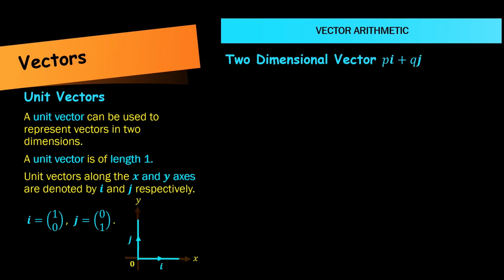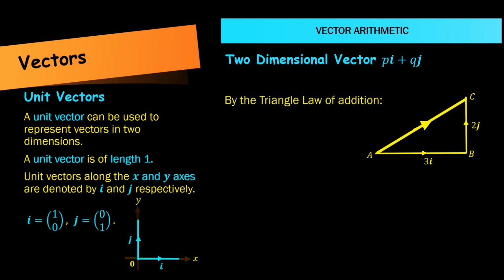What do 2-dimensional vectors pi plus qj look like? Let's take a look at an example. Here's the vector AC. The x component is 3i and the y component is 2j. By the triangle law of addition, we have AC equals AB plus BC to give us the resultant vector 3i plus 2j.